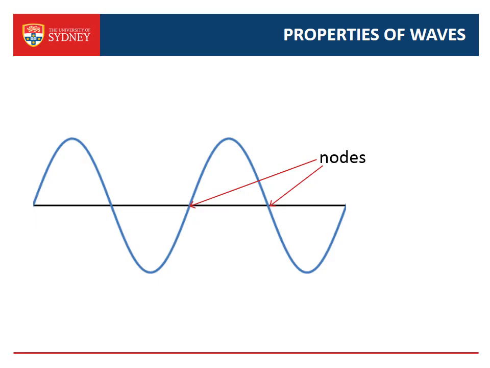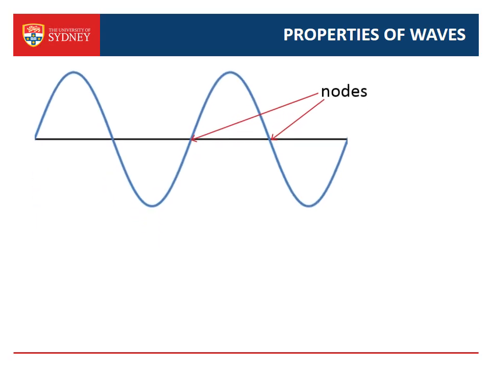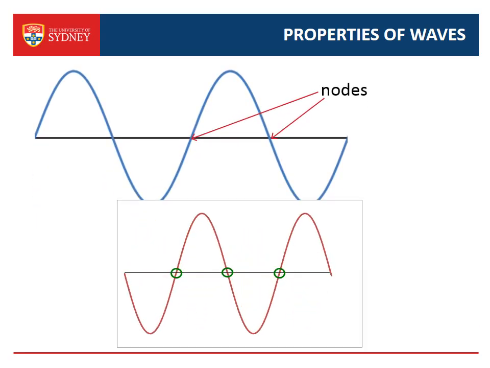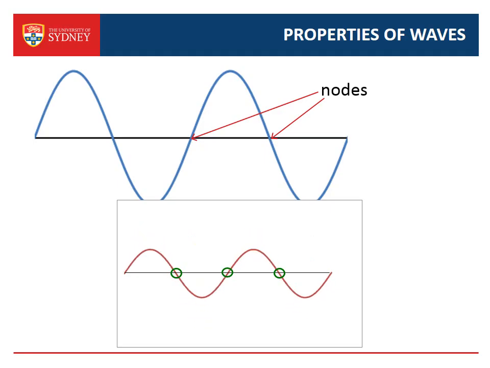There are some points on the wave where the wave is at the baseline. These points are called the nodes. For a standing wave, these nodes remain in the same place. So the nodes are points on the wave that are always at the baseline. They never move.